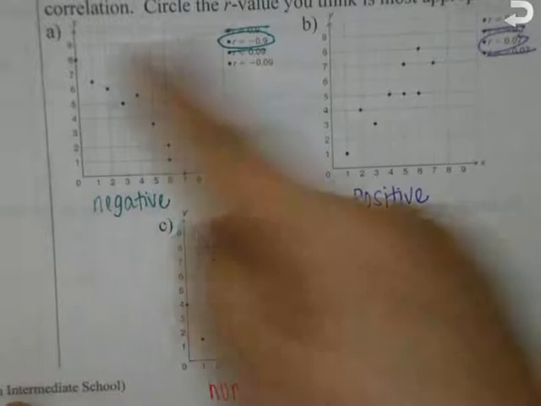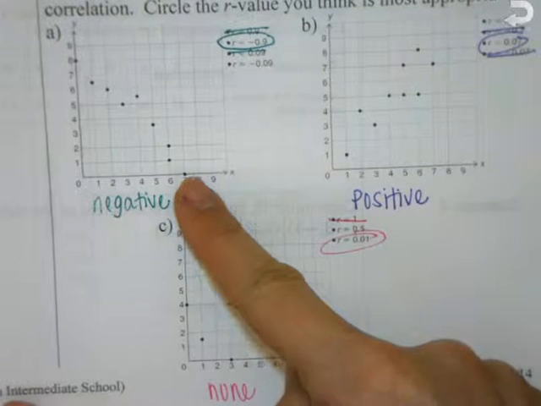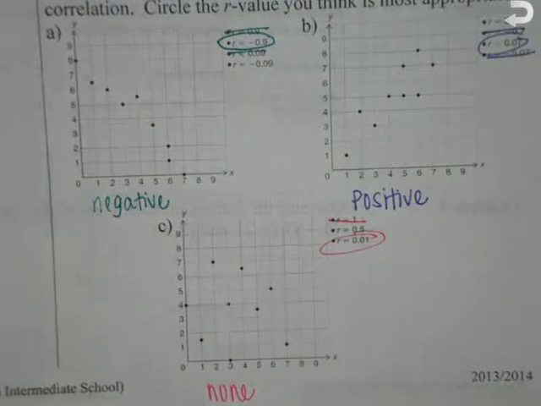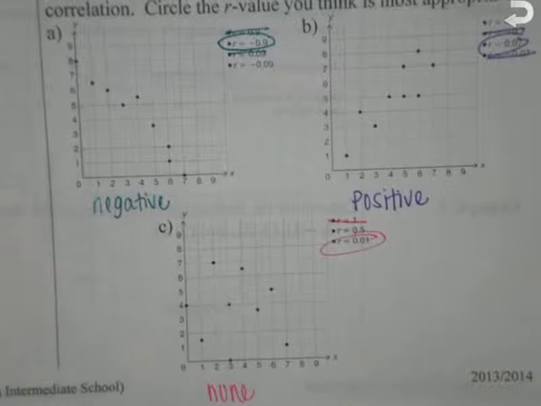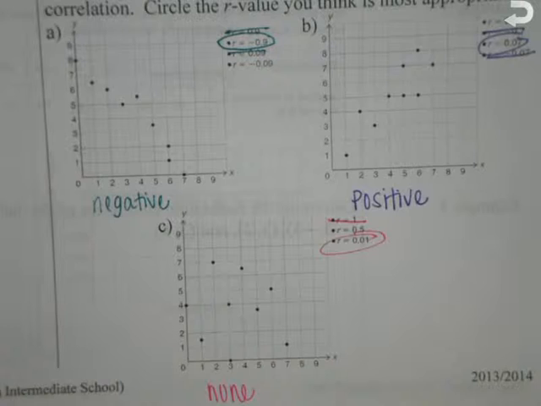So if the points were going in a downward slope, that meant that it had to be negative, and the tighter they are as a line, the closer to 1 or -1 they get. Do you guys remember this?